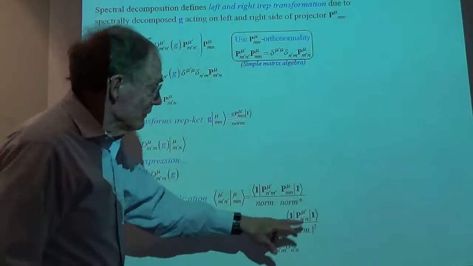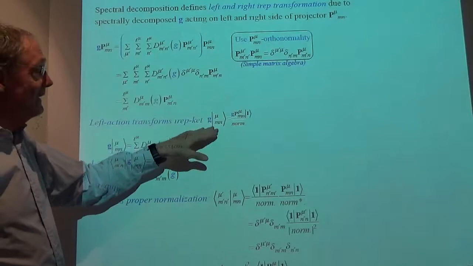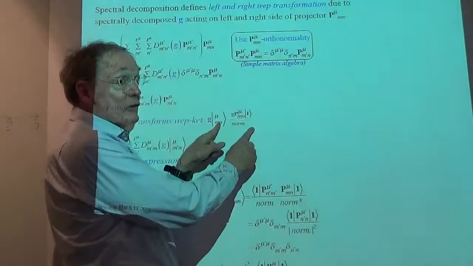So, I have a question. Yes. In that line, we have G operating on that ket. And the ket itself is going to be defined as the projector with those indices, right? And of course, the G is going along for the ride. Okay.